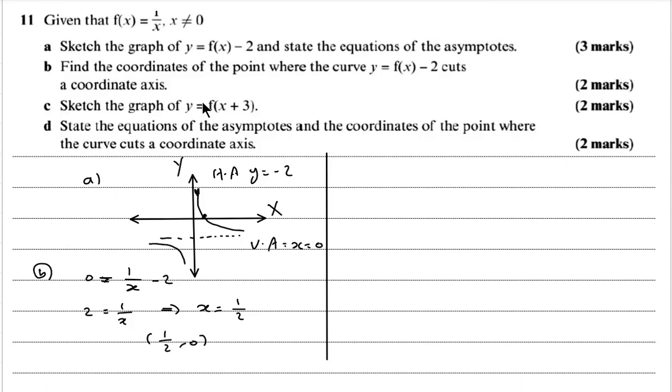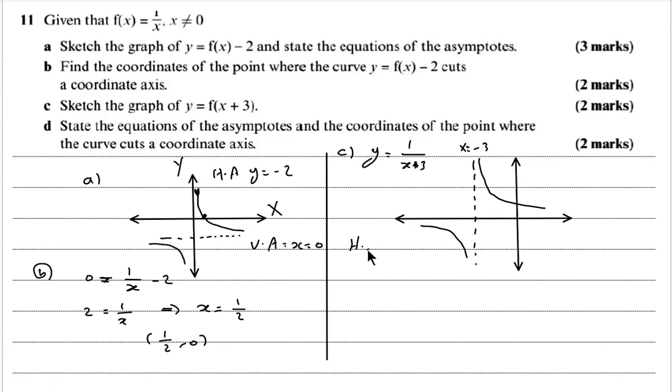For part C, sketch the graph of y equals f of x plus 3. The requirement now is to sketch the graph of y equals 1 over x plus 3, right? Which means that the vertical asymptote will move to the left by 3 units, and the curve will be like the following, right? And the horizontal asymptote will not change. So the horizontal asymptote should be y equals 0, and the vertical asymptote should be x equals minus 3, okay?